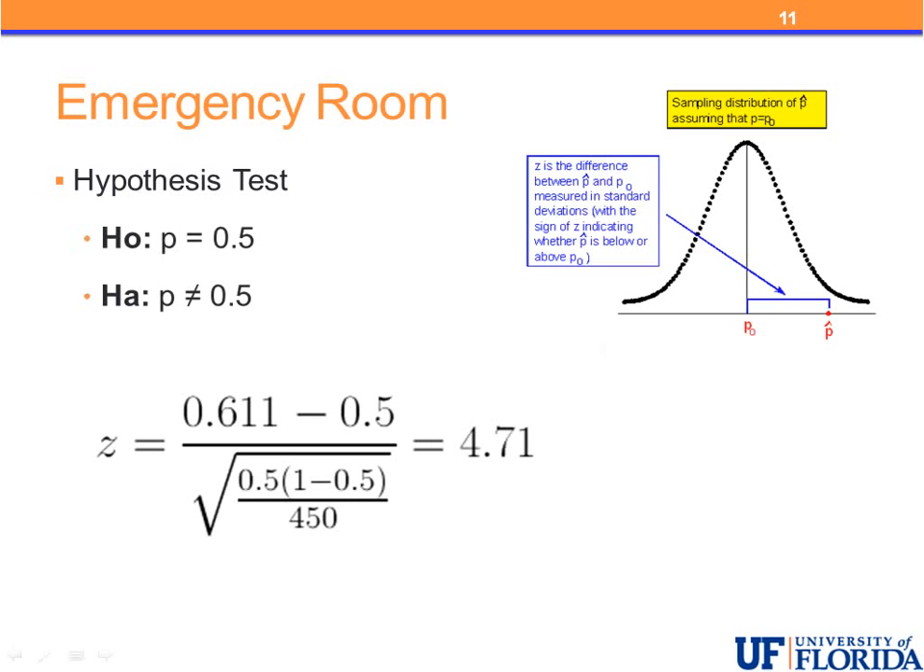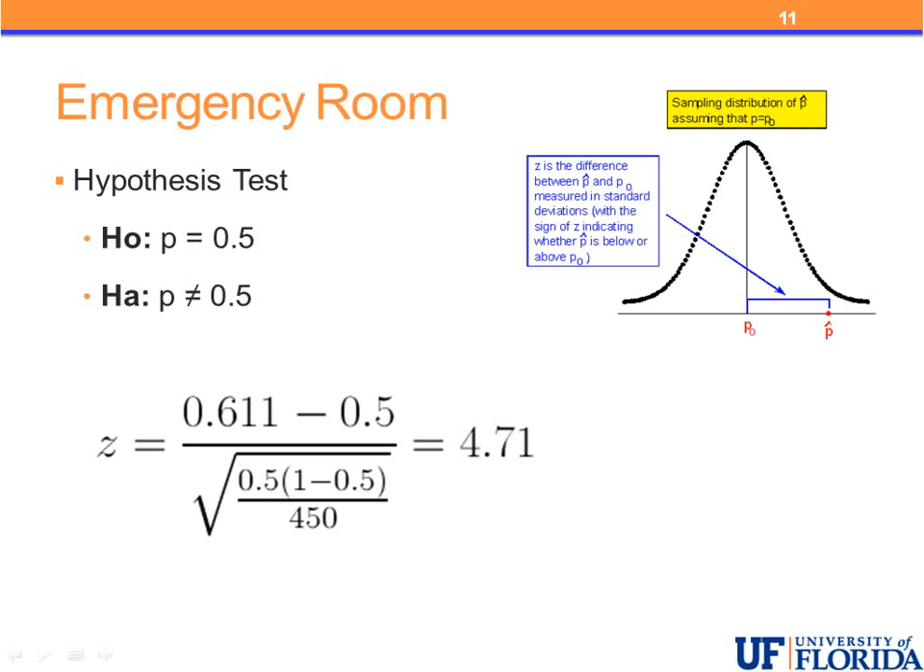When checking the sample size for a hypothesis test, we check if n times p0 and n times 1 minus p0 are both at least 10. Since 450 times 0.5 and 450 times 1 minus 0.5 are at least 10, we can also answer the question using a hypothesis test with H0: p equals 0.5 and HA: p is not equal to 0.5. We calculate the test statistic as illustrated, giving z equals 4.71. This test statistic tells us that our p-hat is 4.71 standard errors above the hypothesized value. This is extremely unlikely for a normally distributed quantity.